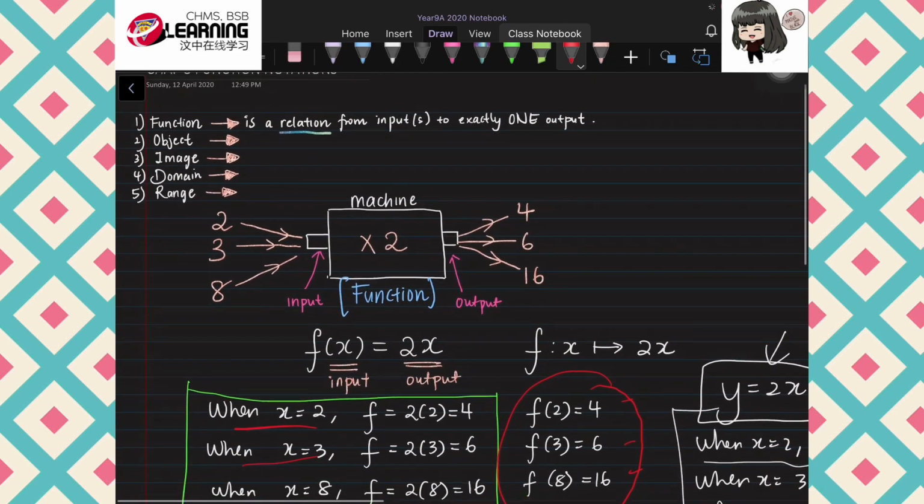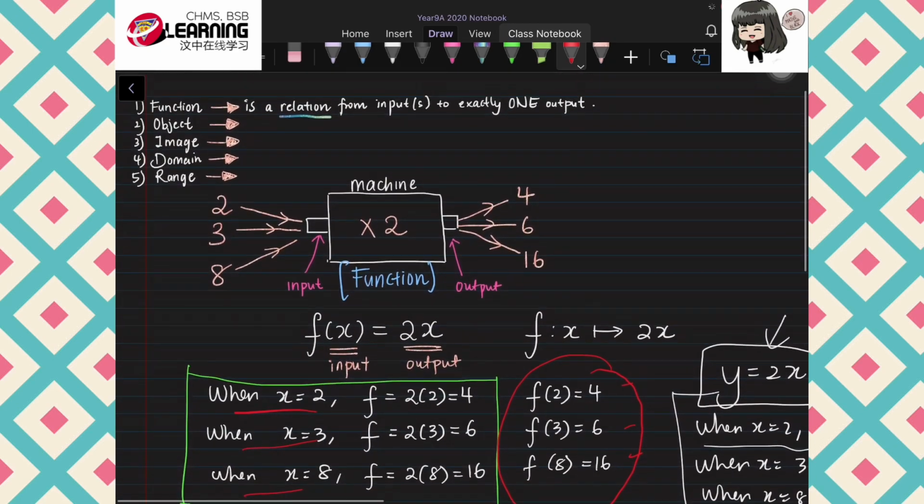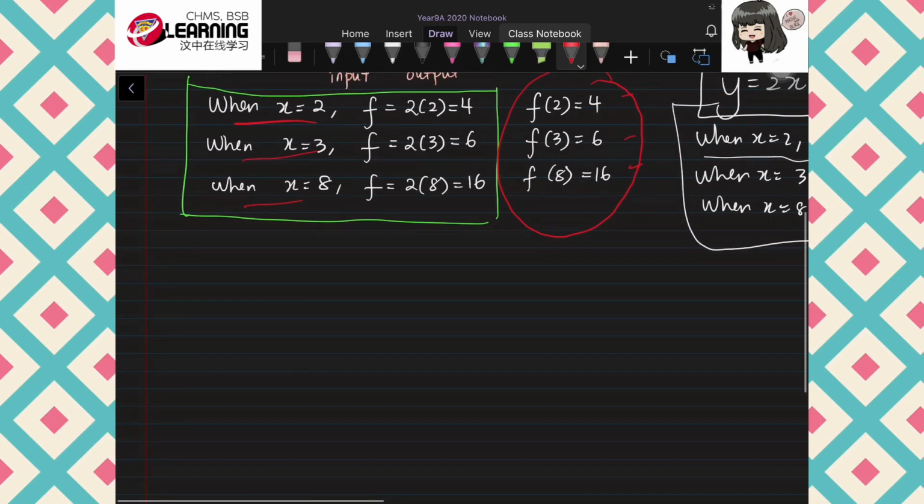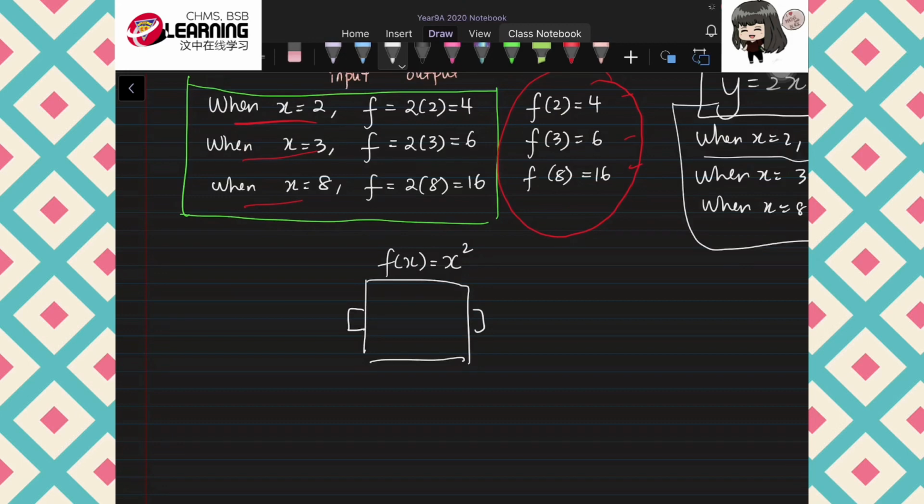Or we can have multiple inputs and only one output. Okay, I give you another example. This machine is a function now, let it be x squared, right? So we have an input, let's say an input of 2. After it goes through the function, it will give you an output which is 2 squared, which gives you a 4.